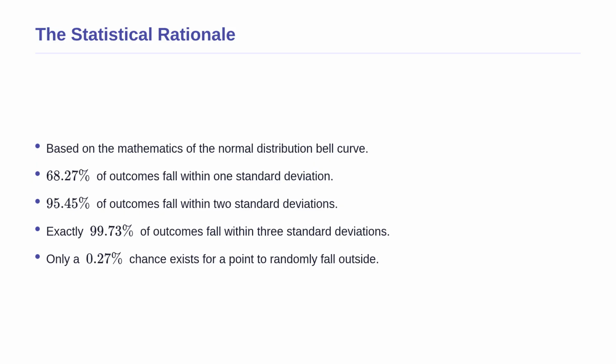Moving further out, about 95.45% fall within 2 standard deviations. Finally, exactly 99.73% of all outcomes will naturally fall within 3 standard deviations. This means if the process is working perfectly, there is only a tiny 0.27% chance that a data point will randomly fall outside these limits.